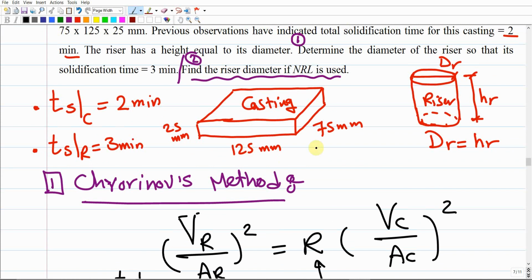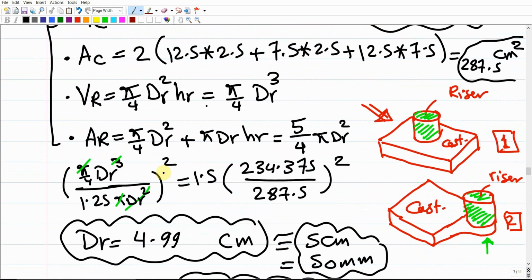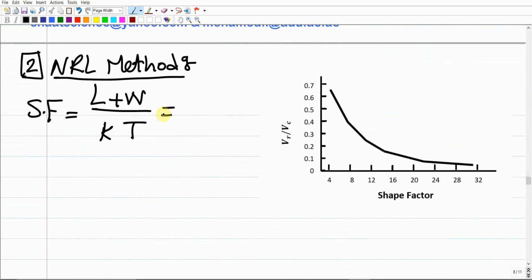But here there is no core, and for the casting with this cuboid shape, K is going to be 1. The length is 125 millimeter, the width is 75, and the thickness is 25 millimeter. Very simple, we can calculate the shape factor. So this is 125 plus the width, which is 75, divided by K, which is already 1, times T, which is 25. It doesn't matter whether you convert into centimeter or leave it in millimeter, because this is a dimensionless factor. You're just going to end up with 200 divided by 25, which gives us 8. So we got the shape factor of 8.